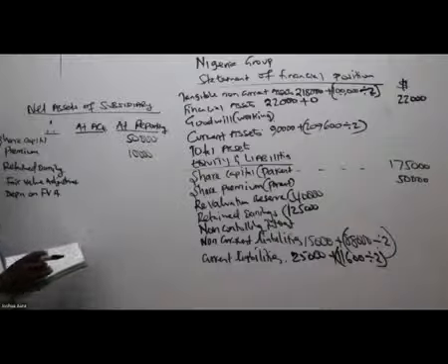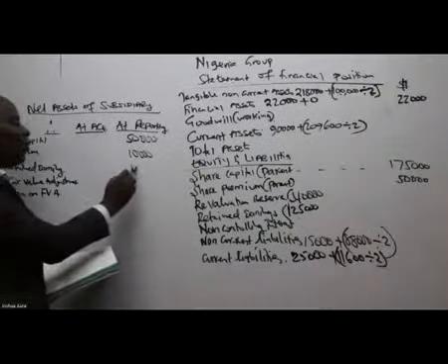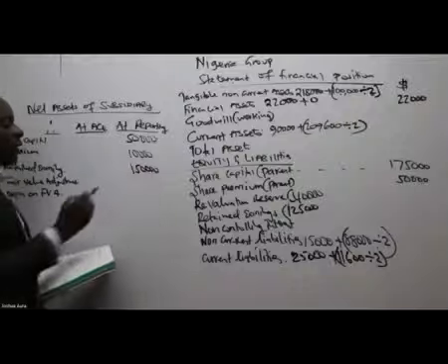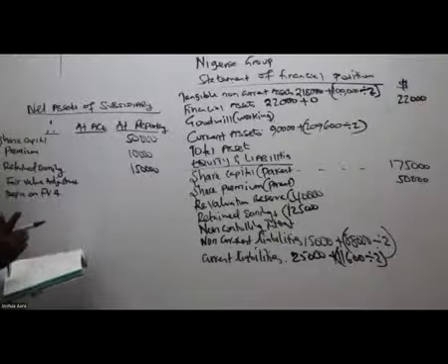Retained earnings, what do we have, ladies and gentlemen? We have 150,000. Retained earnings at the end.